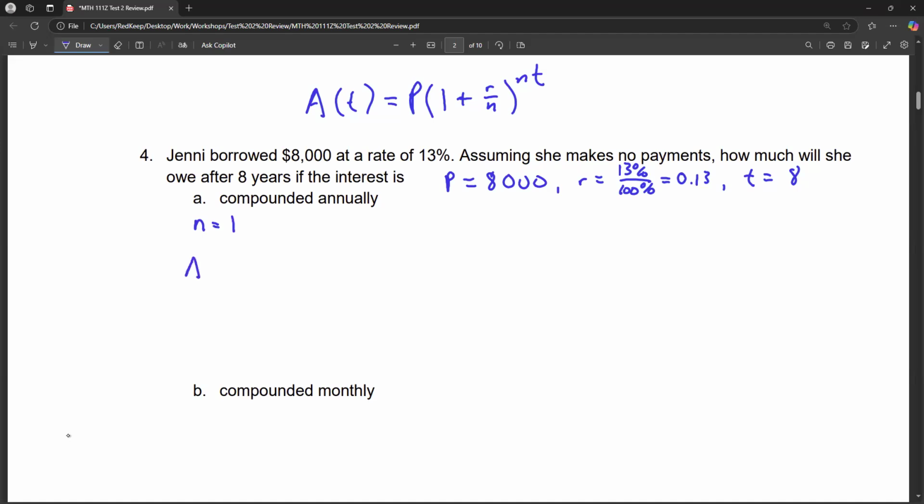So let's see what this looks like, right? A would be equal to our P value, which is 8,000. We're going to do 1 plus r over n. And since n is just equal to 1, it's just 1 plus r. And since r is equal to 0.13, we get 1.13 inside our parentheses there. Okay, so we're going to raise this to the power of n t. Well, again, n is equal to 1, and our t value is equal to 8. So we'll just get to the power of 8 like this.